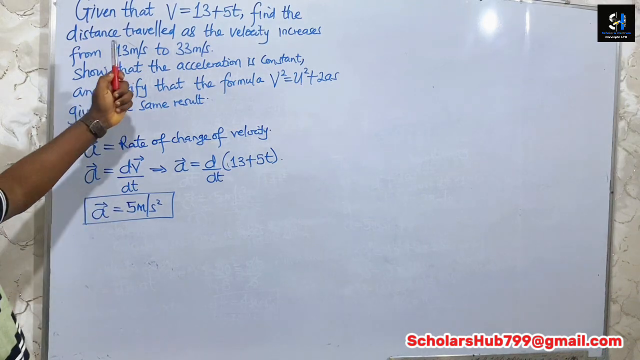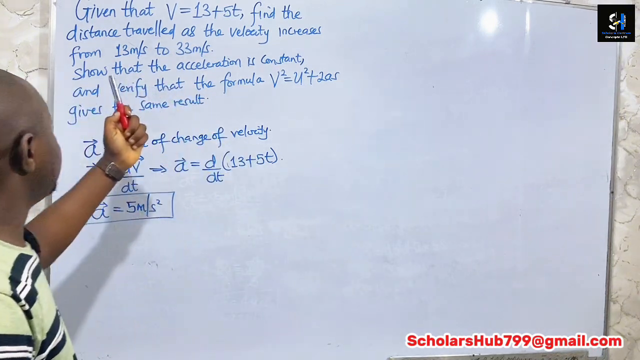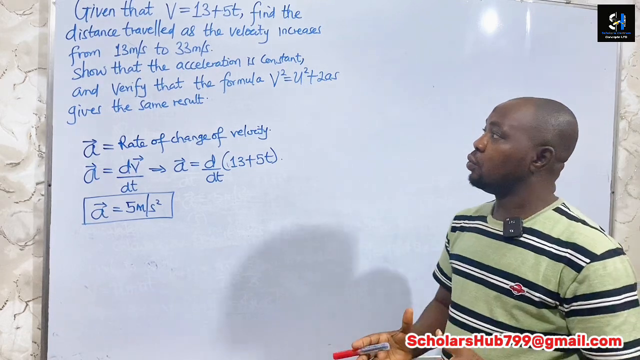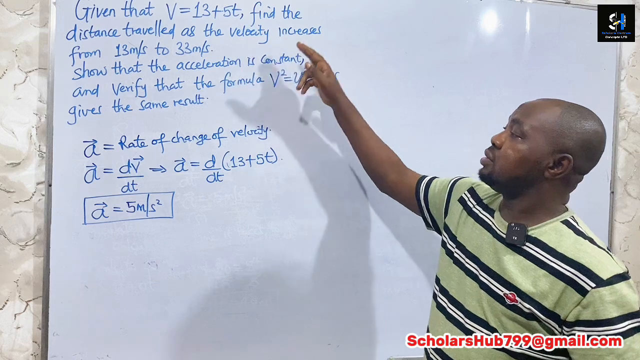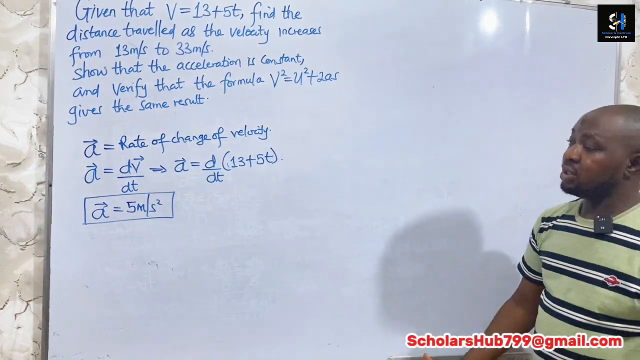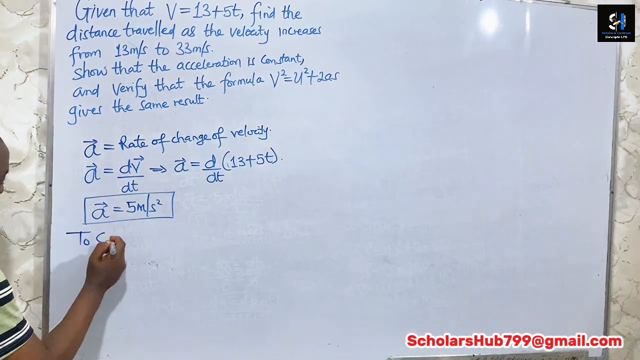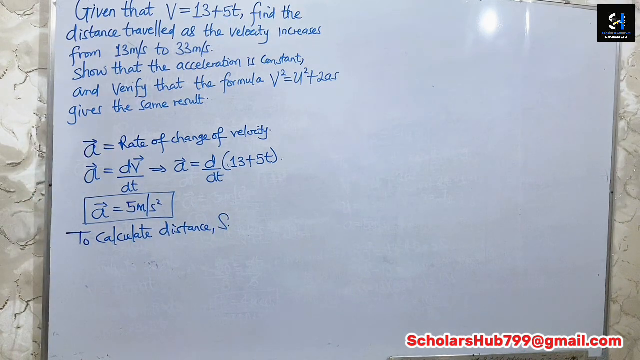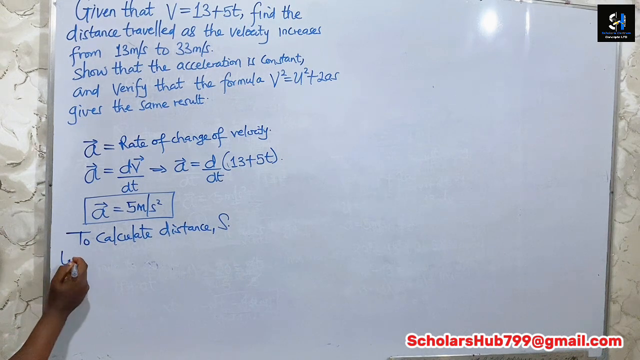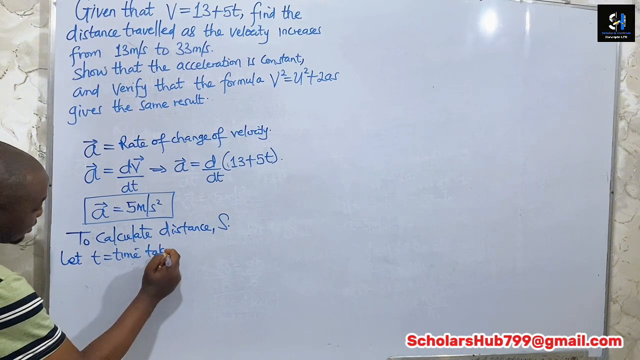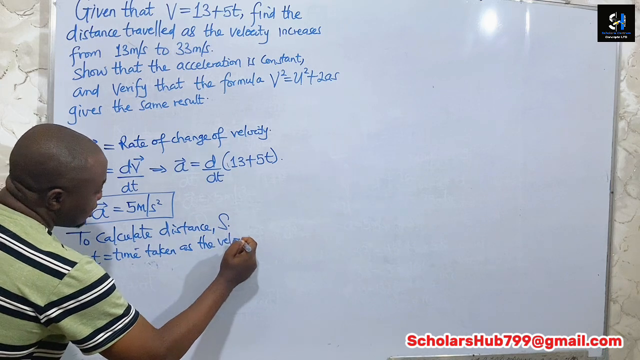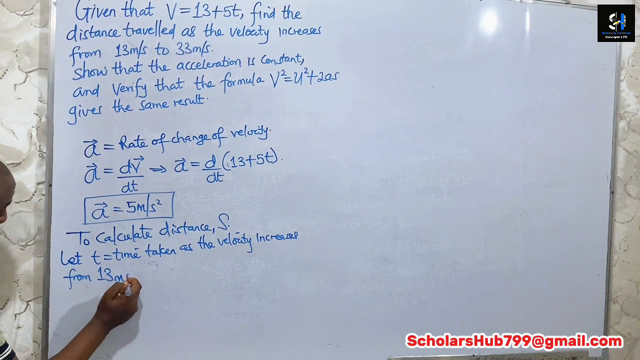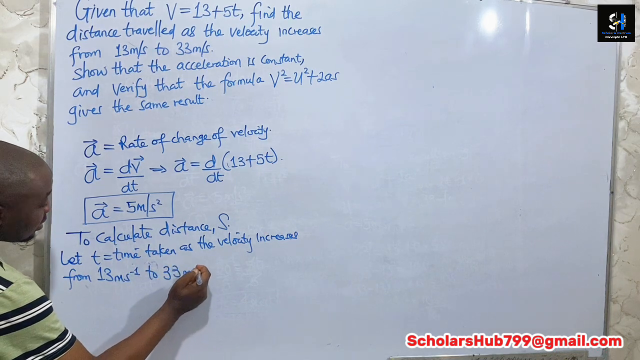Then, to calculate the distance traveled as the velocity goes from 13 meters per second to 33 meters per second, I will first calculate the time it takes for the velocity to increase from 13 to 33 meters per second. So, to calculate the distance s, first let t equal the time taken as the velocity increases from 13 meters per second to 33 meters per second.